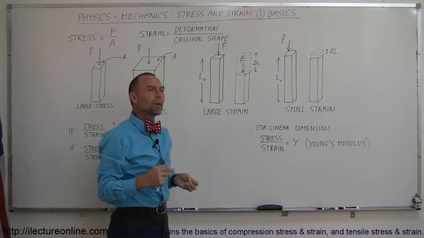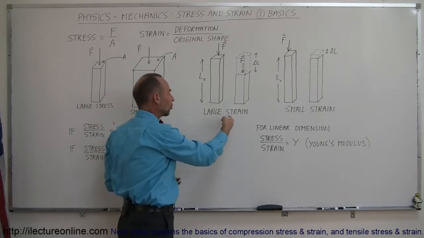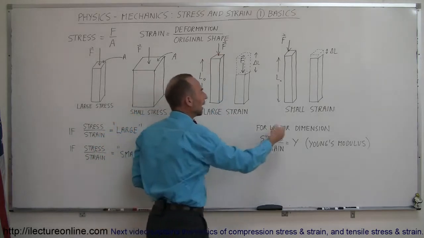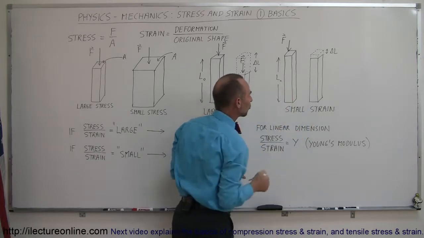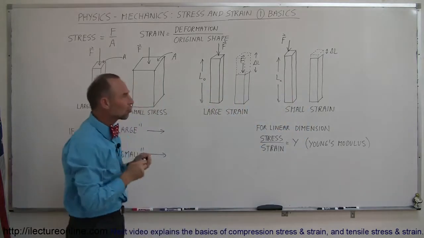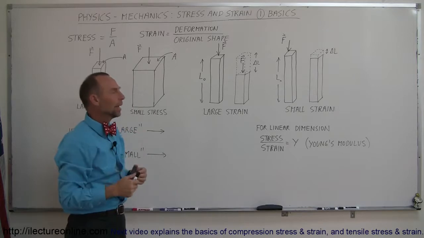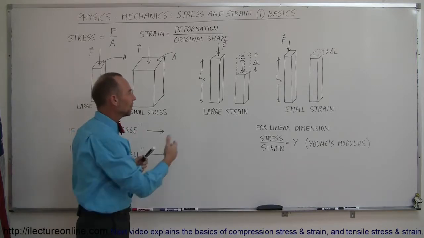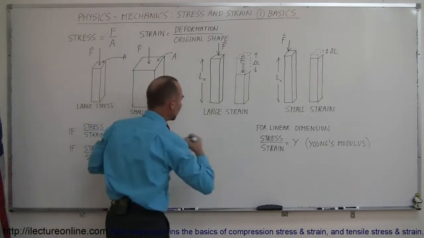So why would that be? Why would some beams have a large strain when a certain amount of force is applied, and other beams will have a very small strain? Well, that has to do with the strength of the material of the beam. And so let's imagine, for example, that this is a beam made out of steel.